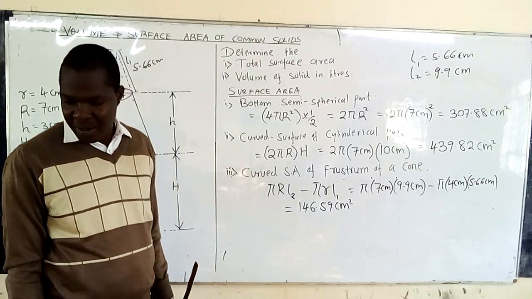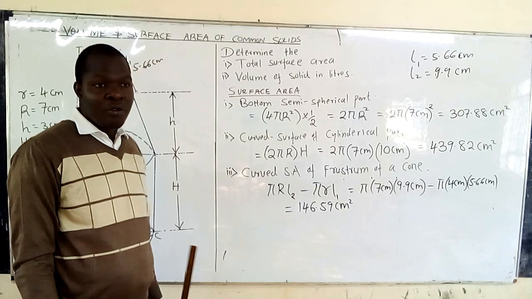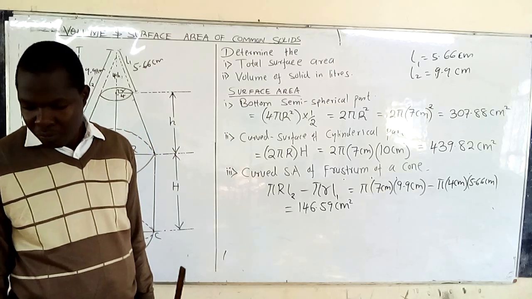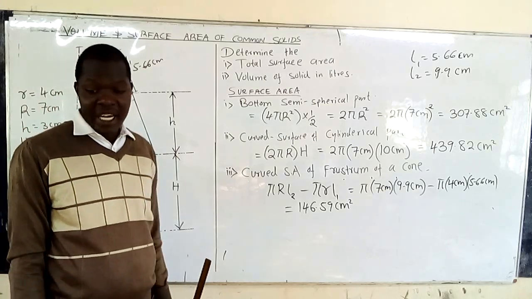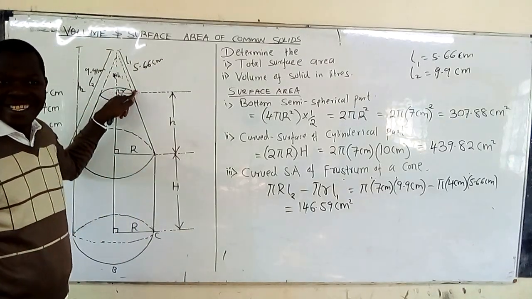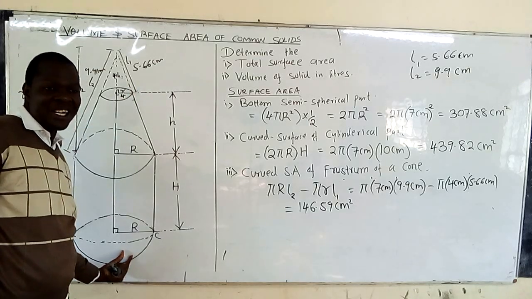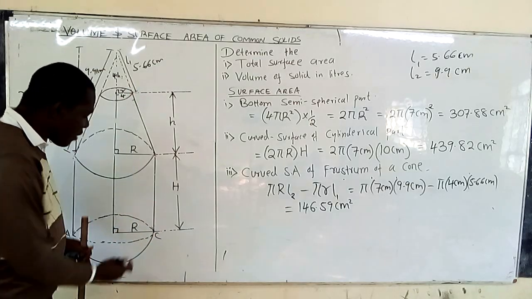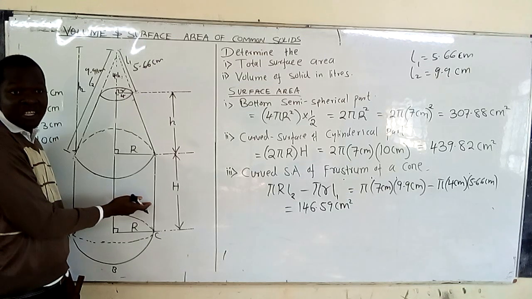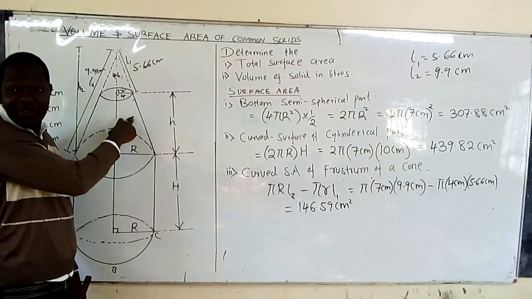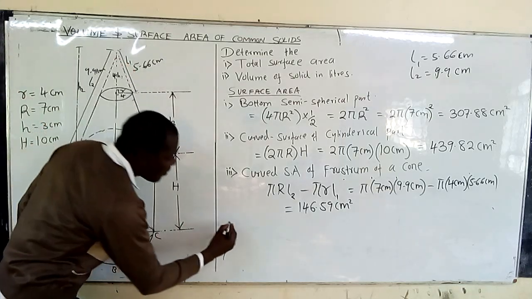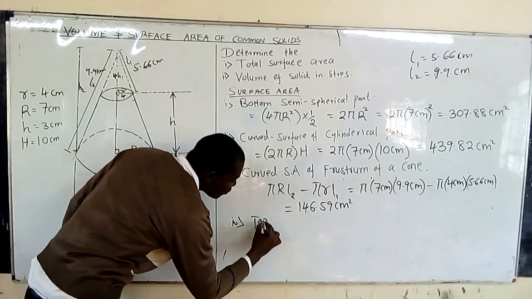Are we together? 146.59 centimeters squared. Now, having done that, what is left is this top only, isn't it? We found the surface area of the cylindrical bottom, the surface area of the semispherical bottom, isn't it? Then we found the curved surface area of this cylindrical middle part, then the curved surface area of this frustum of the cone, isn't it? What is left is this top. So what is the top surface area?